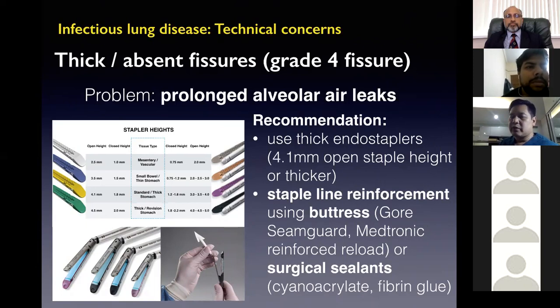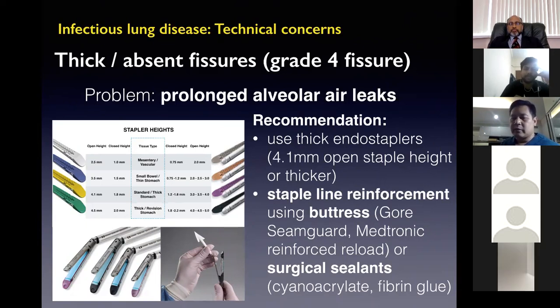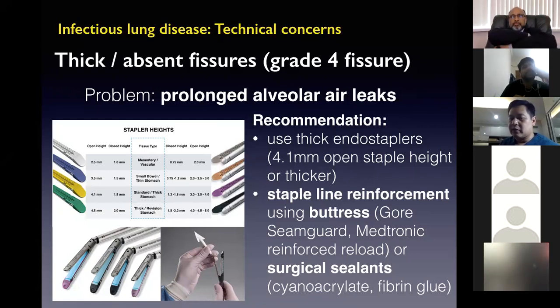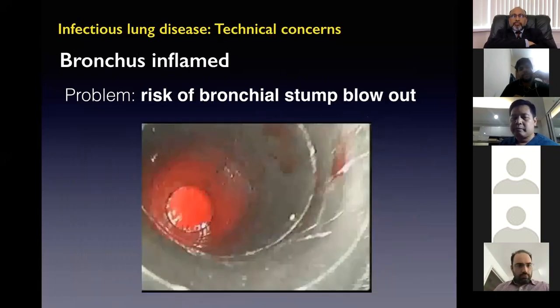Others would put staple line reinforcements, like buttresses. Gore has his brand, the Seam Guard, and Medtronic has a reinforced reload. The Gore Seam Guard is like a sock you put over the staple, while Medtronic has this reinforced one where you don't have to put in the sock. Others would use surgical sealants like cyanoacrylate or fibrin glue to minimize air leaks.